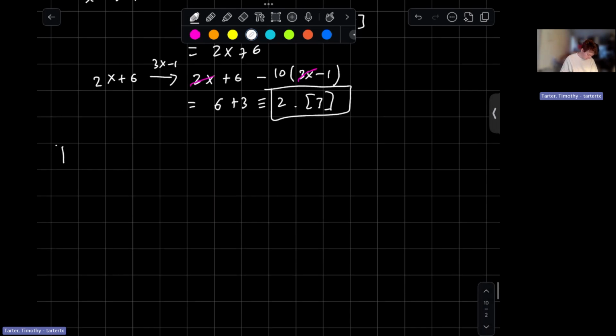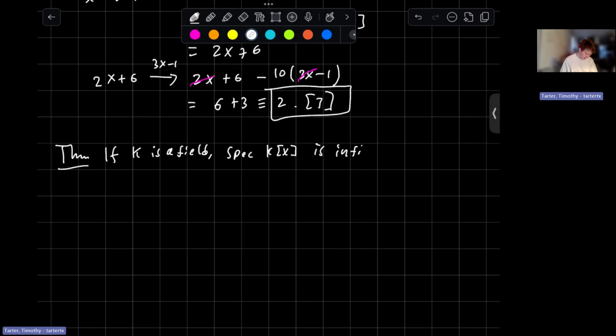So now we arrive at a theorem. If K is a field, Spec K over X is infinite.